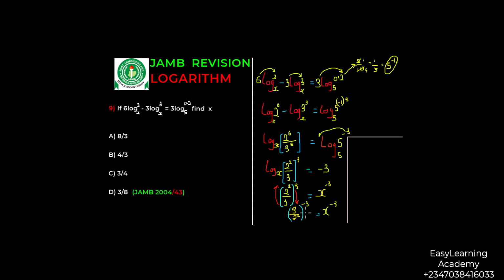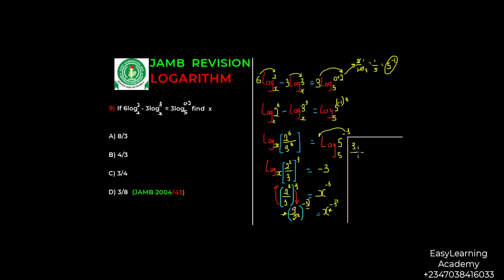Okay, so finishing this up now, observe something. The powers now are the same. We have minus 3 here, and also we have minus 3 here, so the powers are the same. So since the powers are the same, we can equate the base. So let us do that right now, and that will become 3.